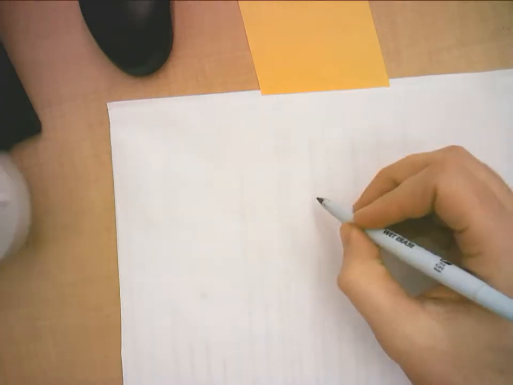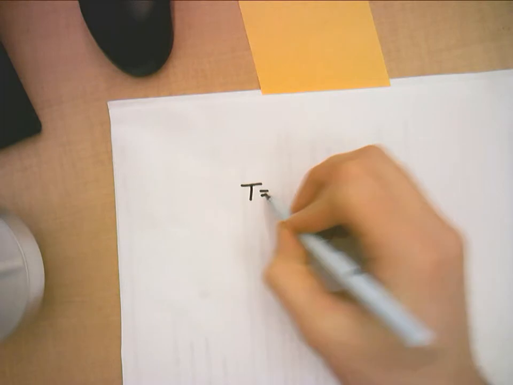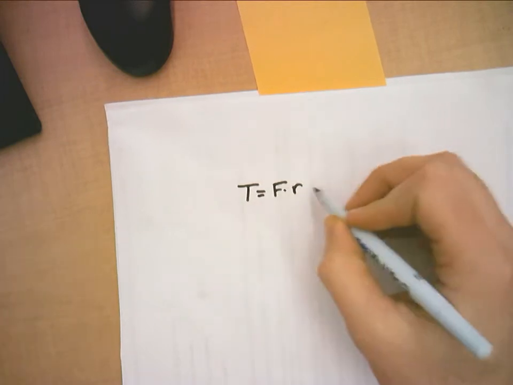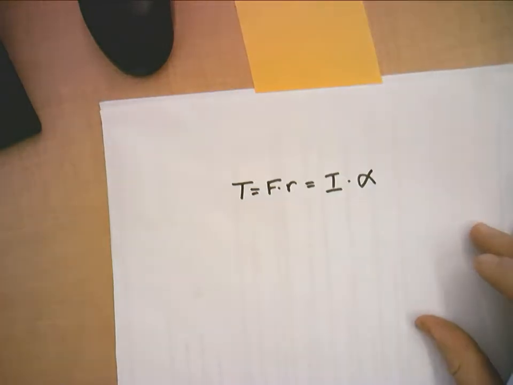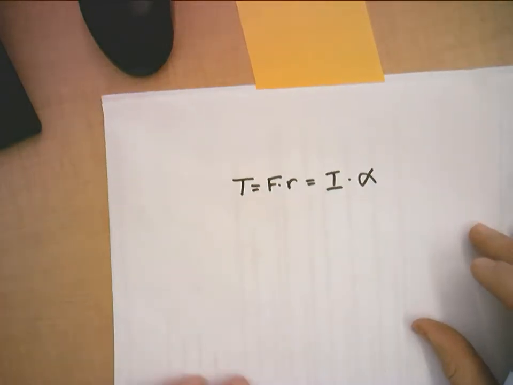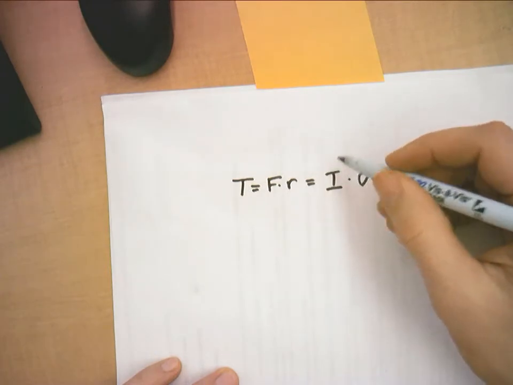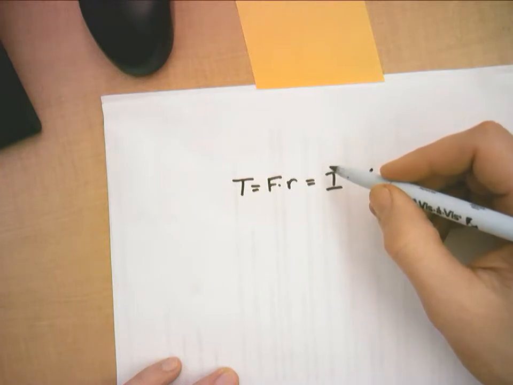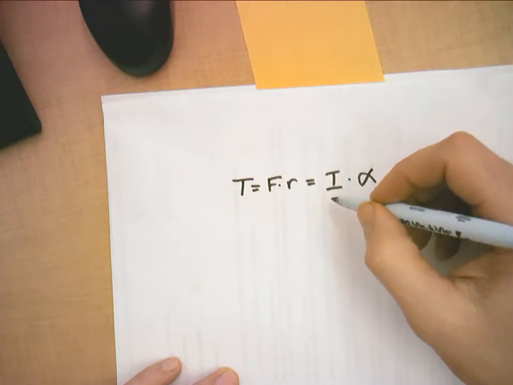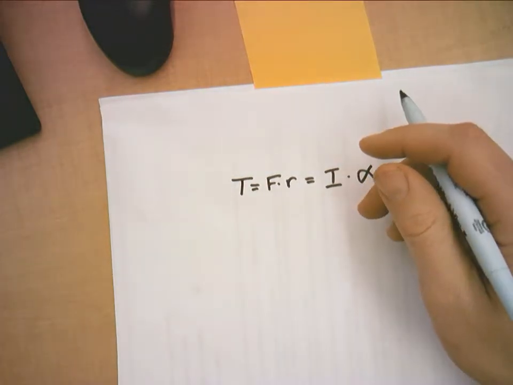Well, we have a few things. The major idea is that torque is equal to force times radius, which is also equal to I times alpha. That's kind of weird because torque is equal to two things. Every top or every object has a different I, which is its moment of inertia. So it doesn't really matter what you're talking about, it should have a different I. That's the one thing that's the same for everything.